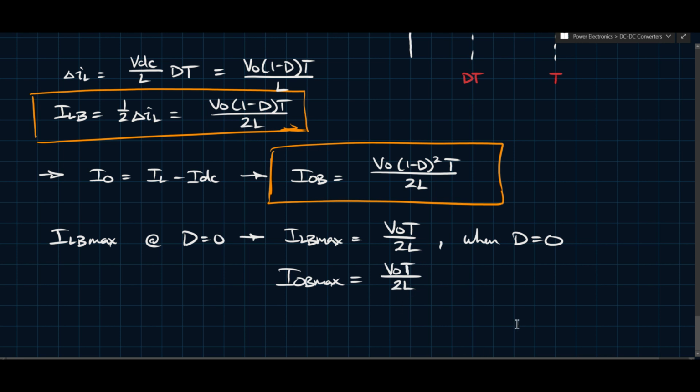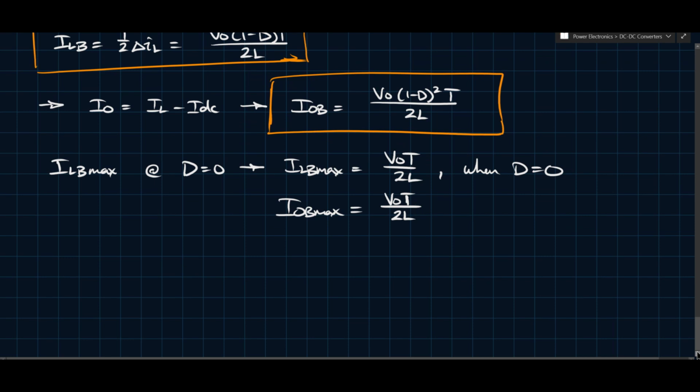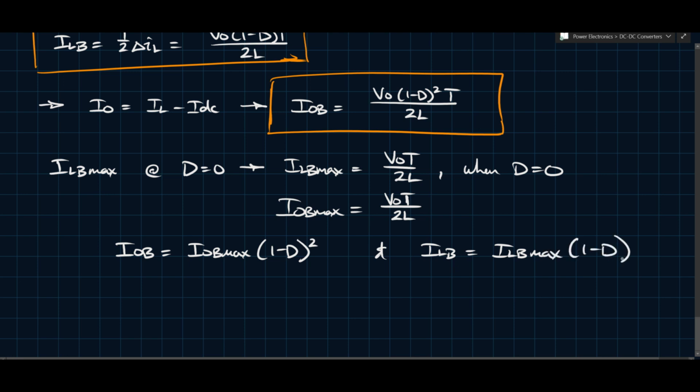Okay, so based on these equations, we can write ILB and IOB in terms of the maximums. We can say that IOB is equal to IOB max times (1 minus D) squared, and we can say that ILB is equal to ILB max times (1 minus D). So we have these two equations. Now, let's go into the DCM.